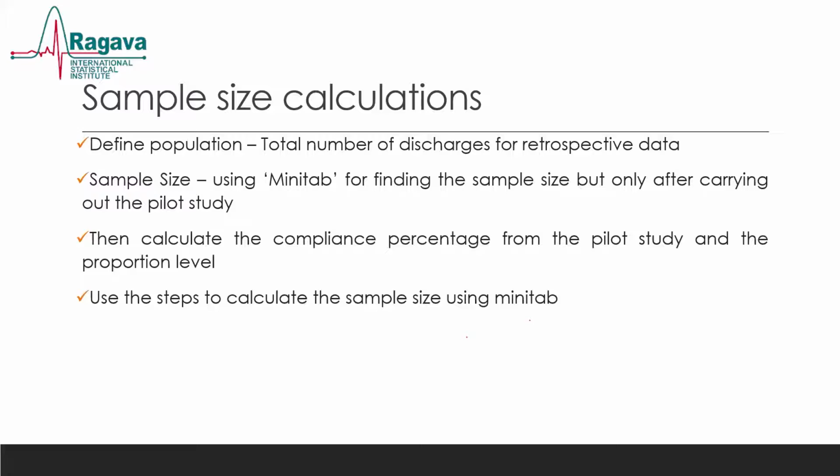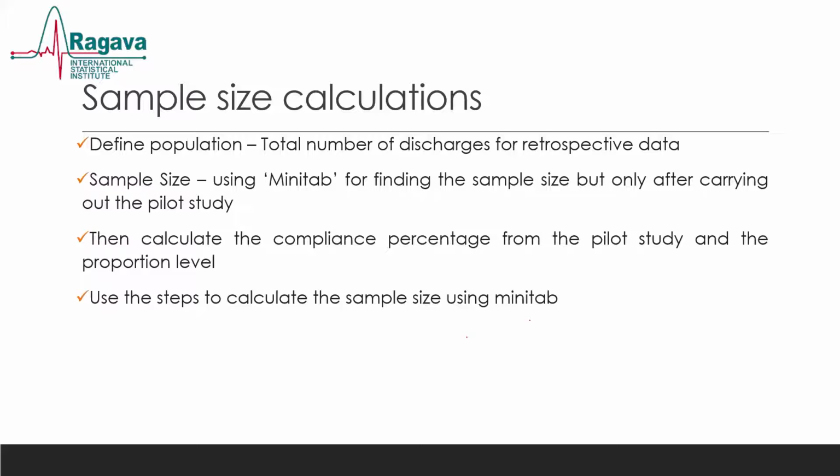So the first step is defining your population, that is, defining the total number of discharges for retrospective data. Number 2 is carrying out your pilot study, for which a minimum sample size of 30 has to be used. Number 3 is to calculate the compliance percentage with regards to the pilot study that you have carried out.